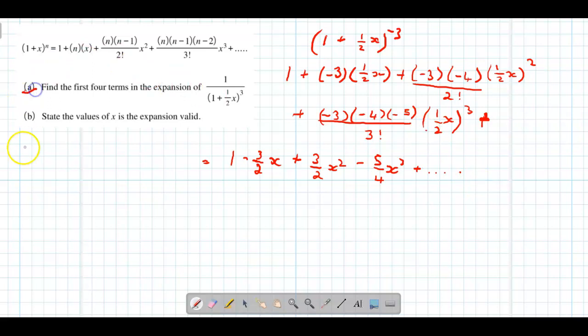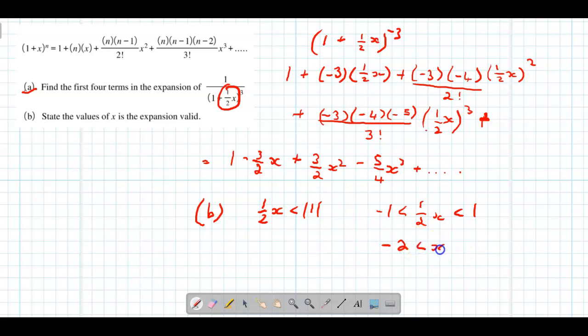So that's the more long-winded one. This second one, state the values. This is a lot easier. It only works if this part here is less than the modulus of 1. So I'm going to set that out as -1, a half x, and 1. And so this can become -2, x, 2. So it only works between the values when x is greater than -2 or less than 2.